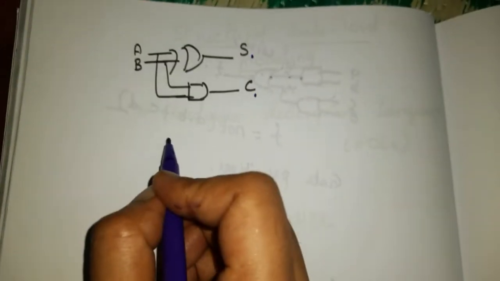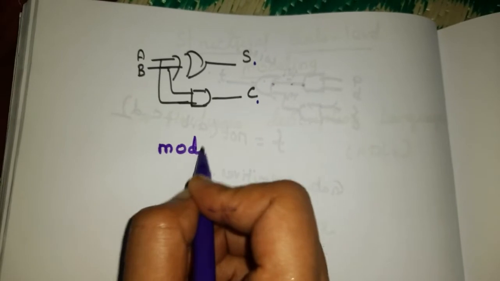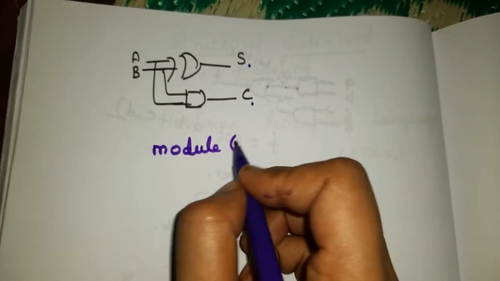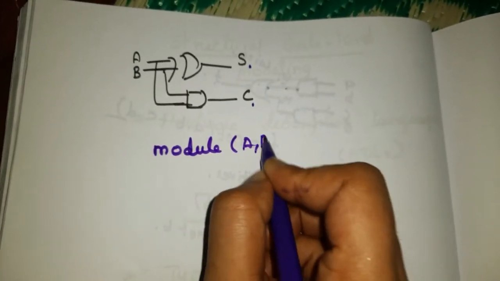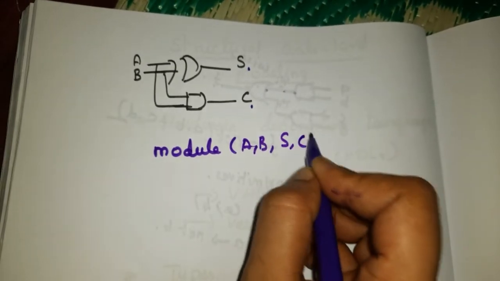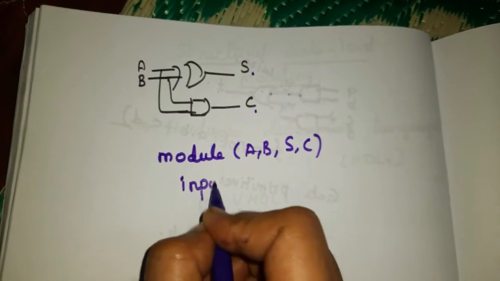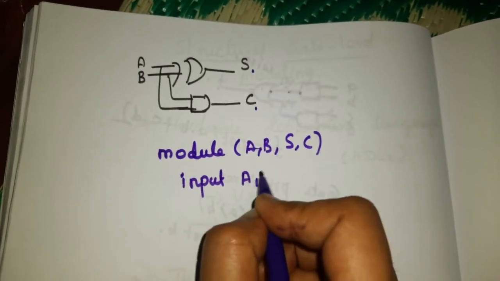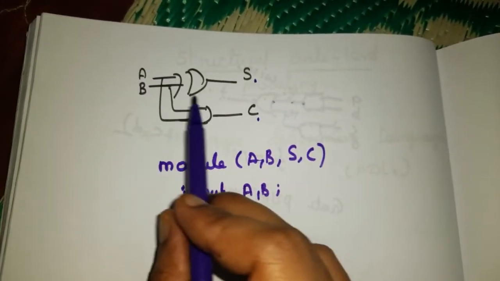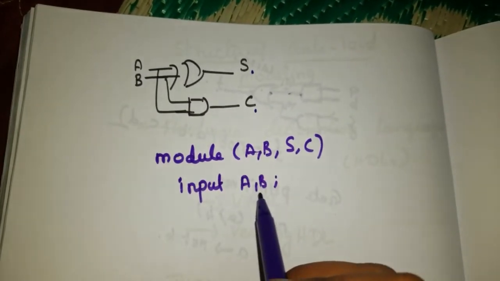So first we have to declare the module with input and output names, and here inputs are A comma B and outputs are S and C. Now we declare the input ports. Inputs are A comma B, and this is a single bit circuit, so we declare A comma B.